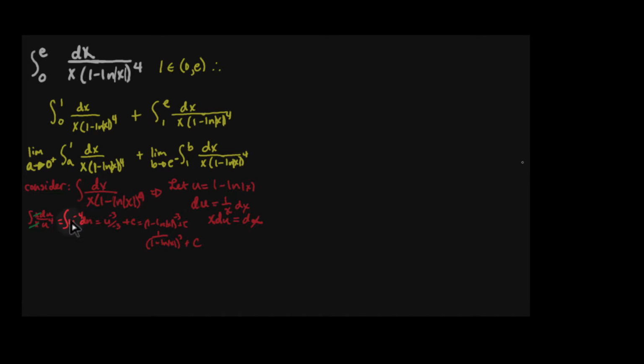Bring it up, make it a negative exponent, add 1, divide by the same thing, plug back in x, bring it down, make it a positive exponent. So that's your integral answer. If that didn't make sense, you need to review your u substitution.